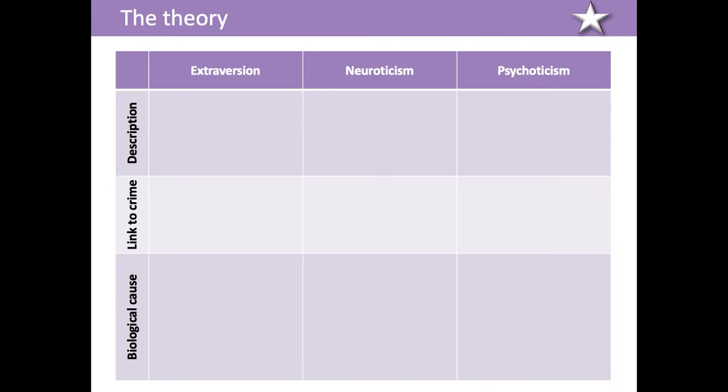Okay, so let's start thinking about these personality traits. We've got three of them, and these are the three traits that Eysenck reckoned led to criminal personality and therefore offending behaviour, people committing crimes. Now the first one is extroversion.